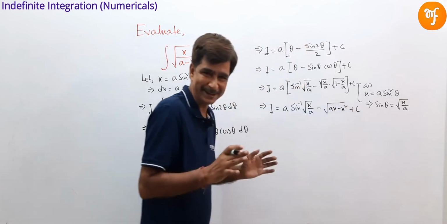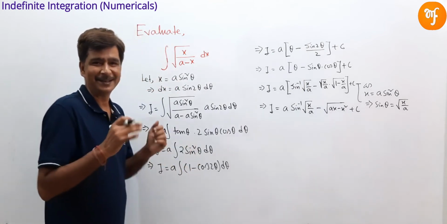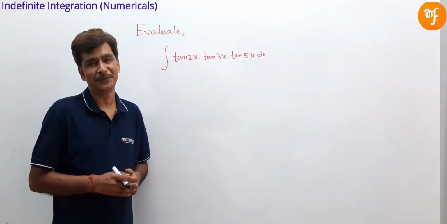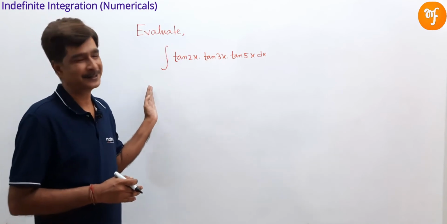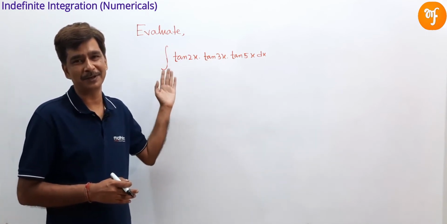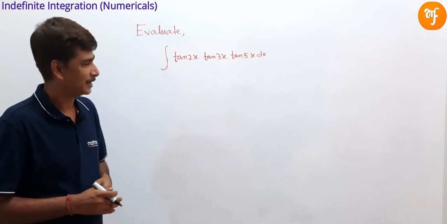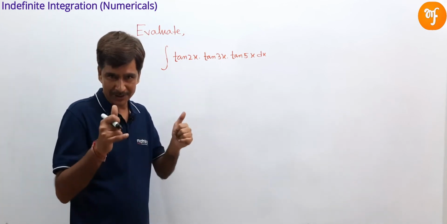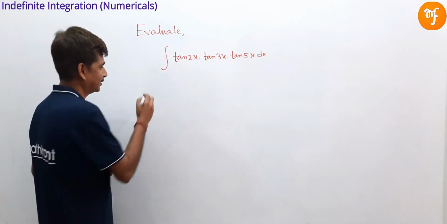Okay, clear? Now come to the next type of example. So friends, come to another example, that is the integration of tan of 2x into tan of 3x into tan of 5x dx. Now to solve this numerical, we will use a trick. Just look, what is the trick?